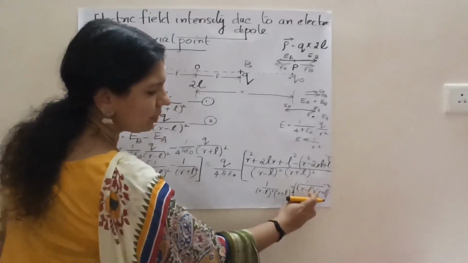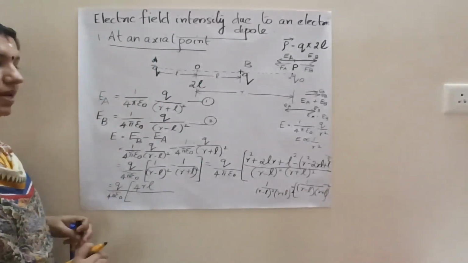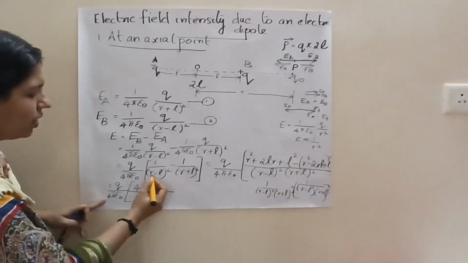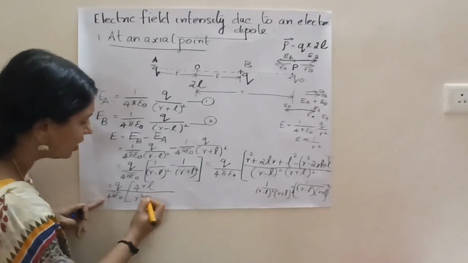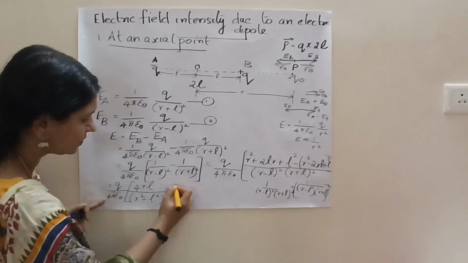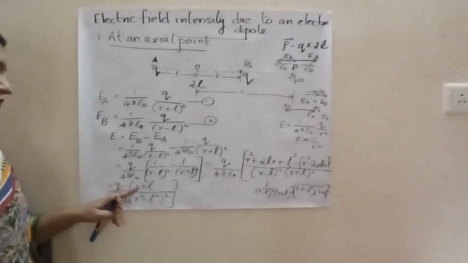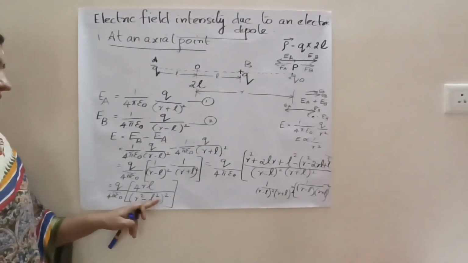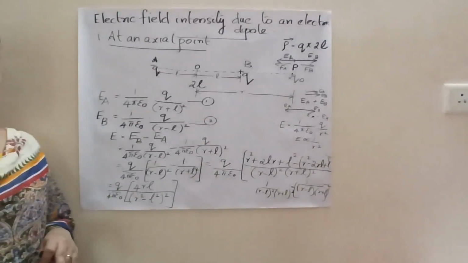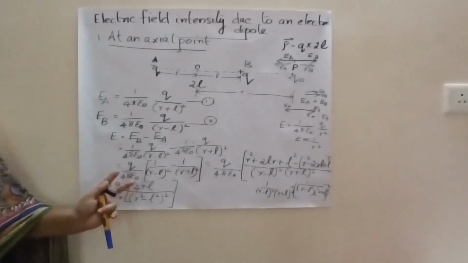Now (a minus b) into (a plus b), what is that? a square minus b square. So here I can write, what is a square here? (r square minus L square) the whole square. Okay. Q by 4 pi epsilon 0 into 4rl by (r square minus L square) the whole square, right? So this is the expression for electric field intensity due to an electric dipole at an axial point.